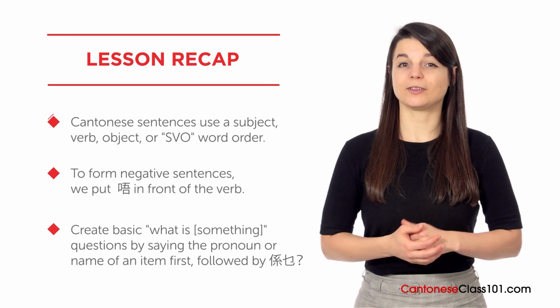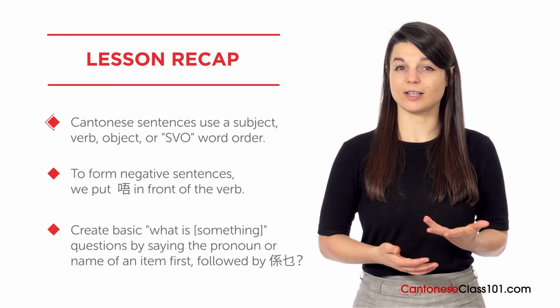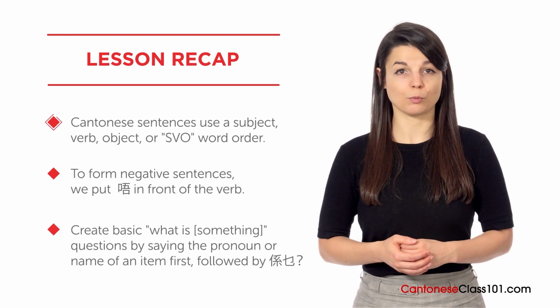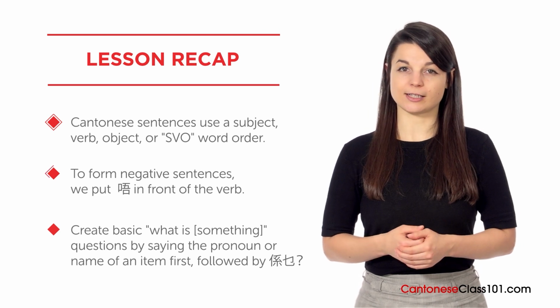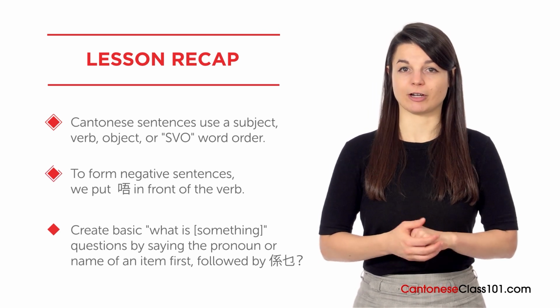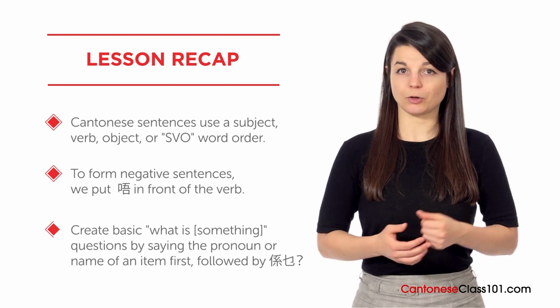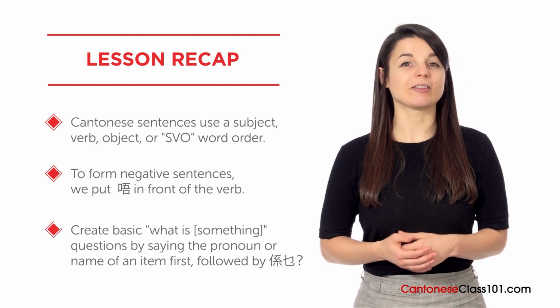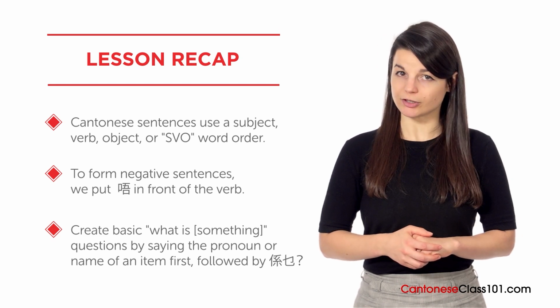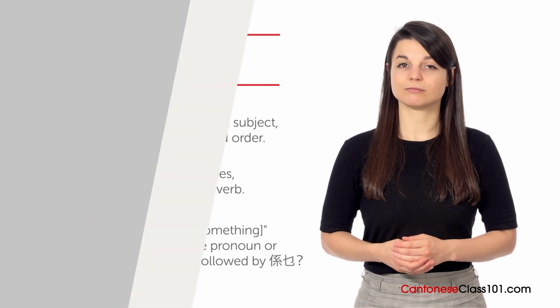In this lesson, you learned that Cantonese sentences are formed using a subject-verb-object or SVO word order. To form negative sentences, we put the negation character in front of the verb. And lastly, you can create basic what is something questions in Cantonese by saying the pronoun or name of an item first, followed by 係乜?